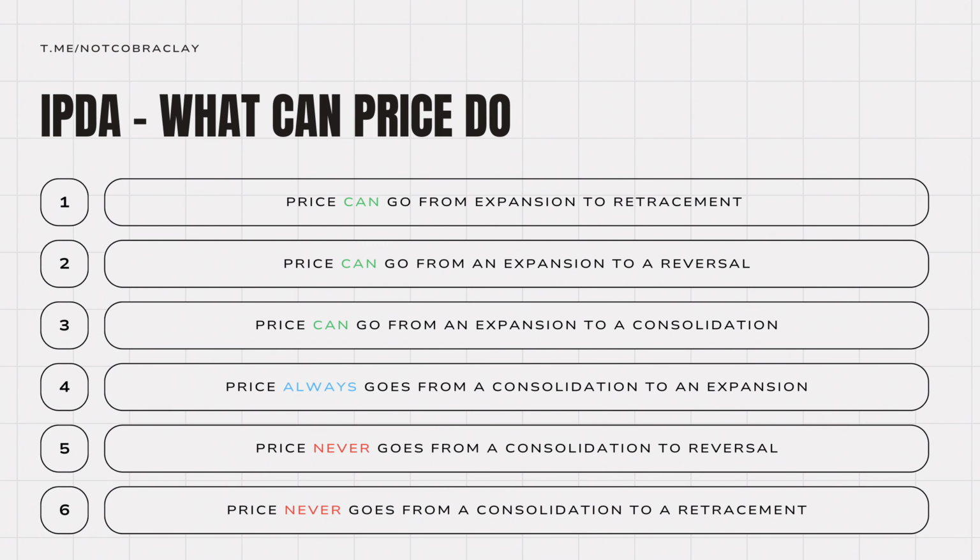Price will never go from a consolidation to a reversal. You will never see price going into a key area, consolidating and not grabbing liquidity, and then reversing. Dixie will give you a correlation, GU will give you a correlation, or EU will grab the liquidity, but there will never ever be a consolidation to a reversal. There will also never be a consolidation to a retracement.